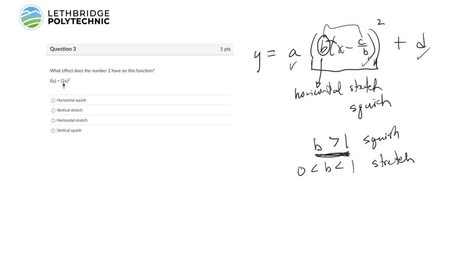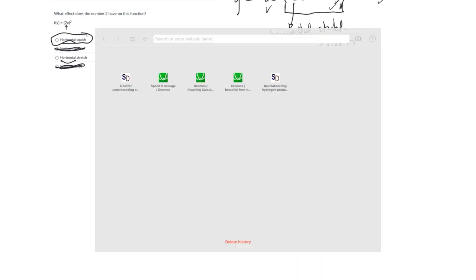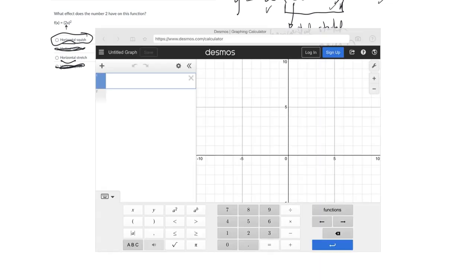And so this one says, what does 2 do? And it's going to be a horizontal thing, so it's not vertical. And since it's greater than 1, then this is going to be a horizontal squish. And we can just show that. I'll show you a good example of that happening. And I'm going to just use a sine one because you can see it the best with that.